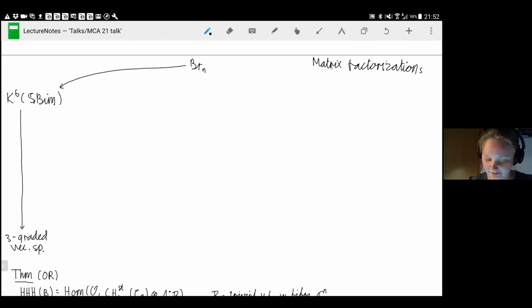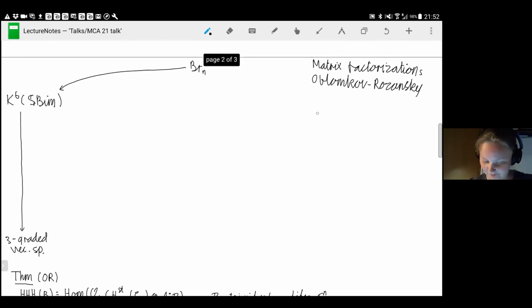And this is due to Oblomkov and Lasansky. So this is a geometric construction. Basically, this diagram I'm going to draw is like my entire talk, and the rest of the talk will just be spelling out what the different parts mean.